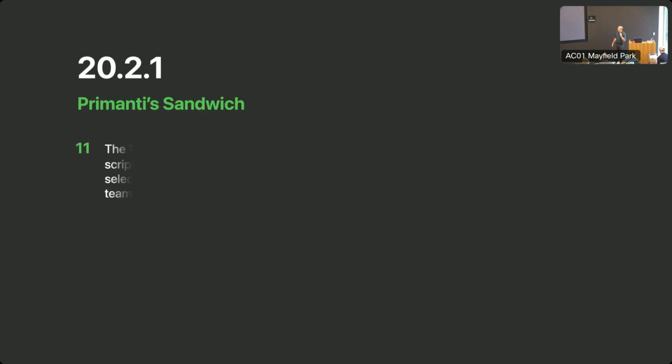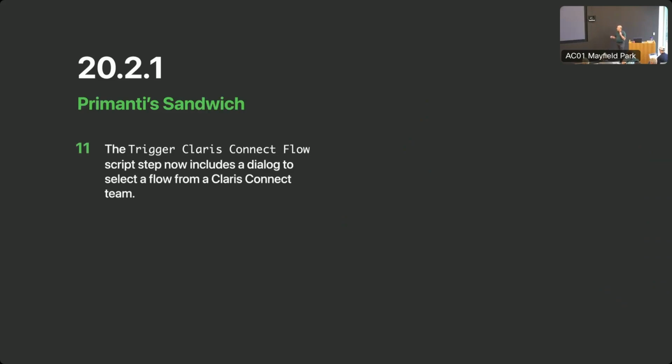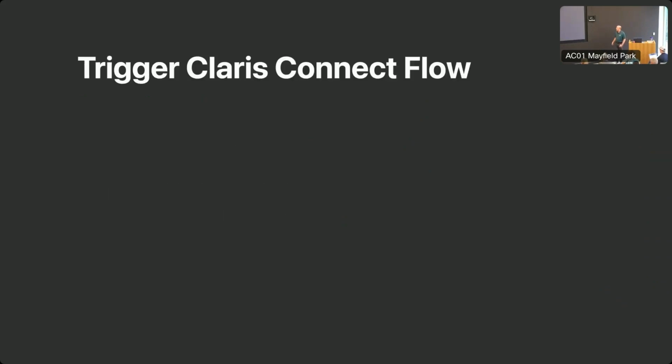Server. And there's a couple Kubernetes features. Trigger Claris Connect Flow script step now includes a dialog to select flow from Claris Connect, so you're no longer having to copy that webhook URL from Claris Connect back into your script step. We'll look at a demo of that. And add layout calculations to layouts is now a new thing. I told you you couldn't learn about this until you're older. Congratulations, you're older. So we're going to go ahead and look at a demo of what that looks like.